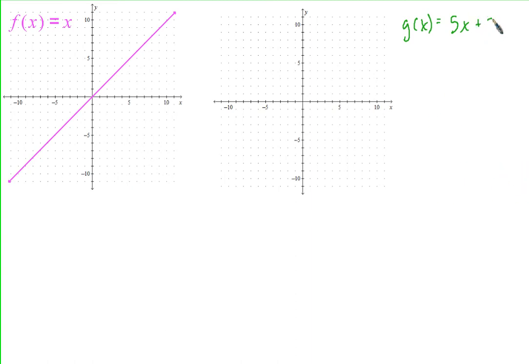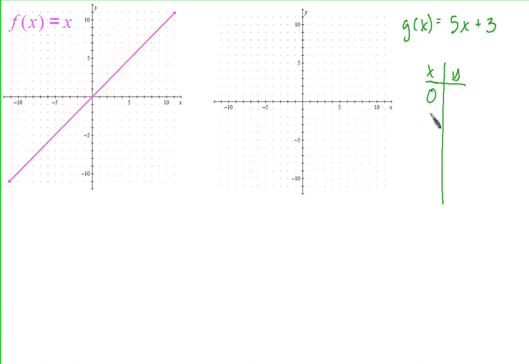Let's say we put a plus 3 on there. g of x is 5x plus 3. I'll do some inputs and outputs again. I don't know what this function is supposed to look like, or I'm pretending that I don't, though we should. We've talked about slope-intercept form. Plug in 0 for x. Way, way easy to do.